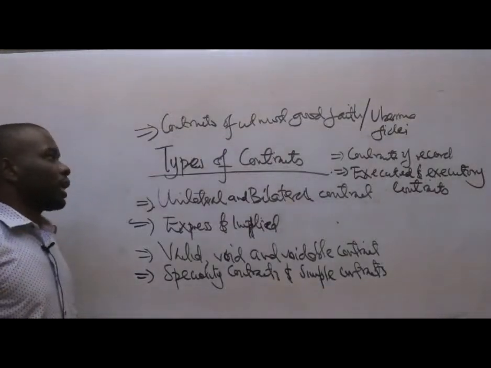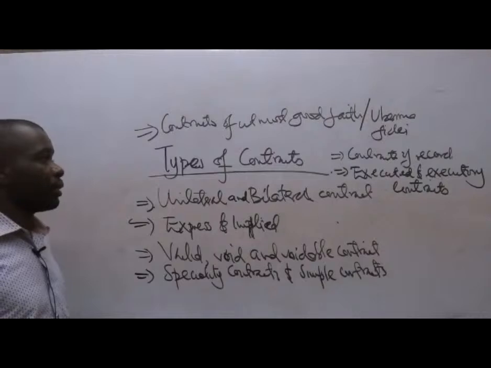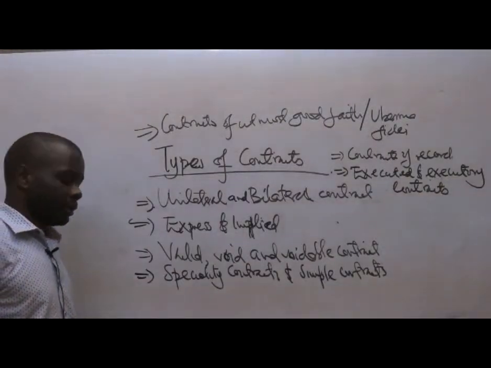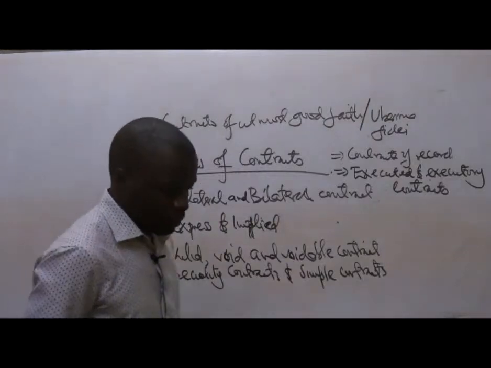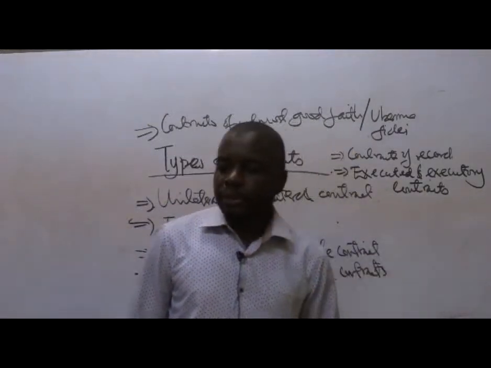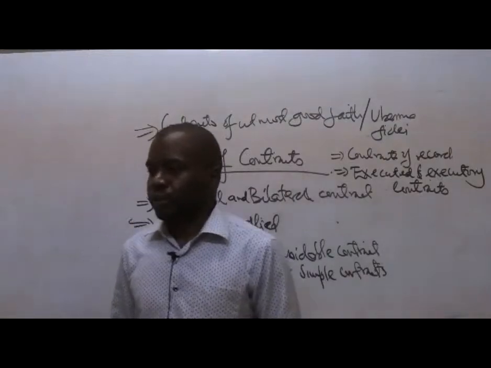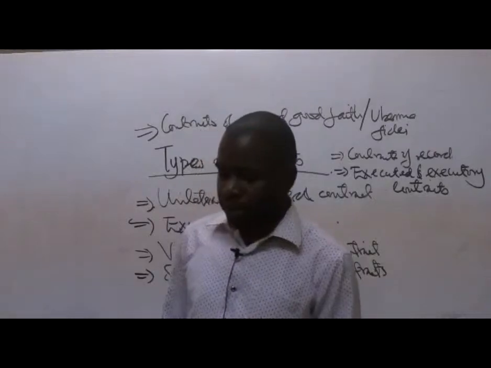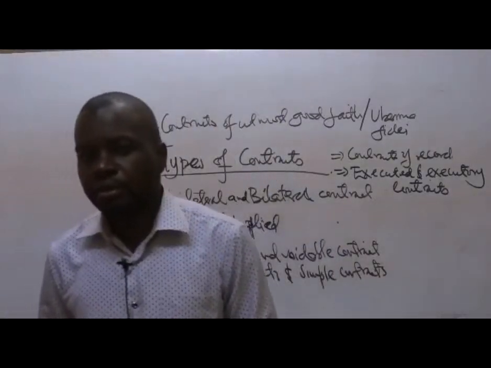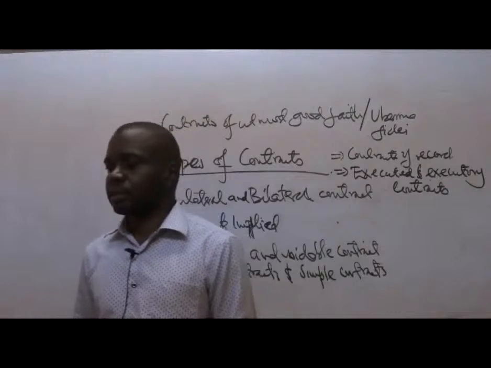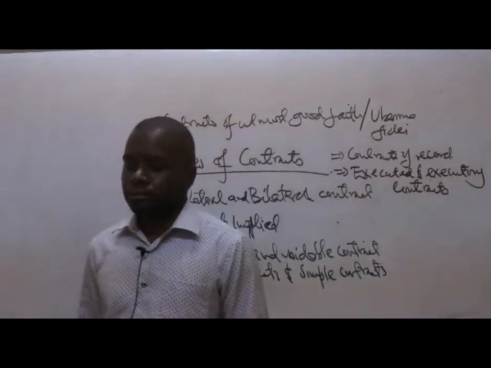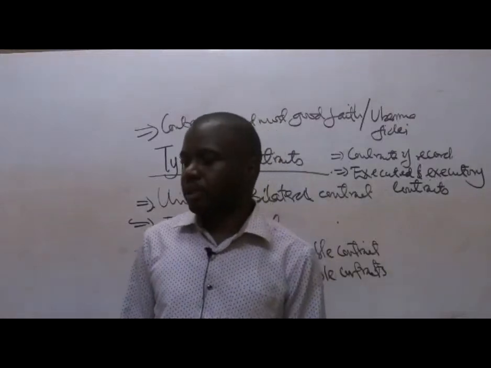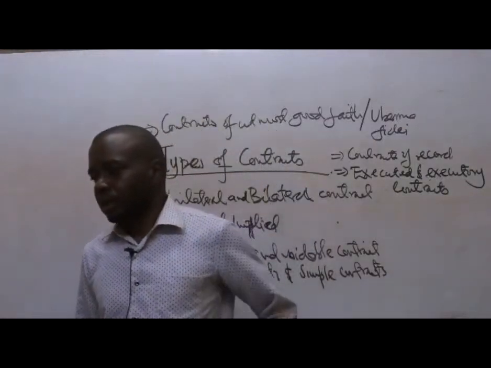When you talk about a contract of utmost good faith, or a contract of uberrimae fidei, it is simply a contract where one of the parties is expected to act with utmost good faith, or in the best interest of the other party. The best example you can give is a contract of insurance. When you are acquiring an insurance policy, there are certain questions that the insurance company will ask you as a person.